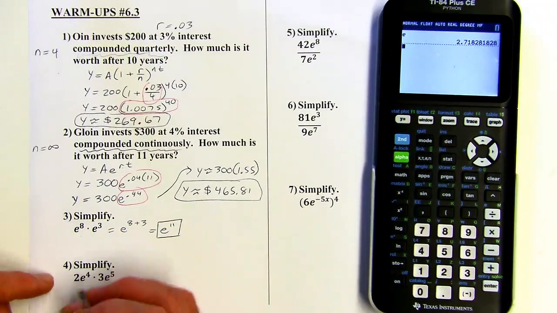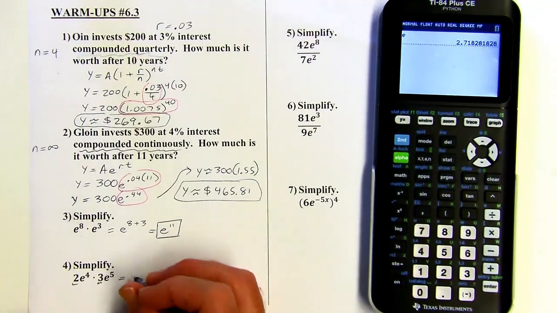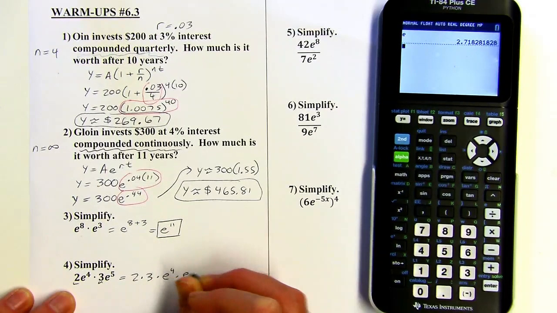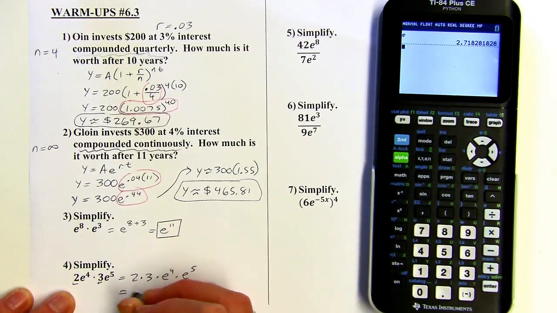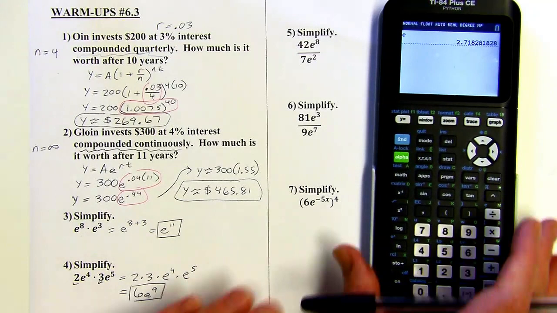All right, so this one, I can rearrange this. This is all just multiplied together, so I can think of it like this. And then 2 times 3 is 6, and e to the 4th times e to the 5th would be 9 e's all multiplied together. So this is going to be 6e to the 9th, okay?